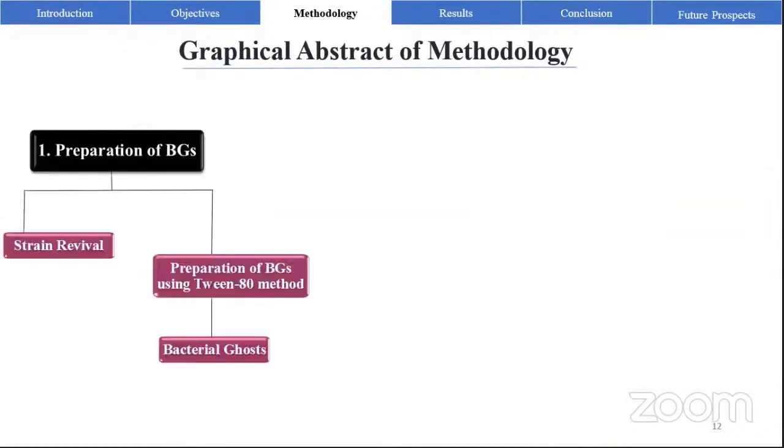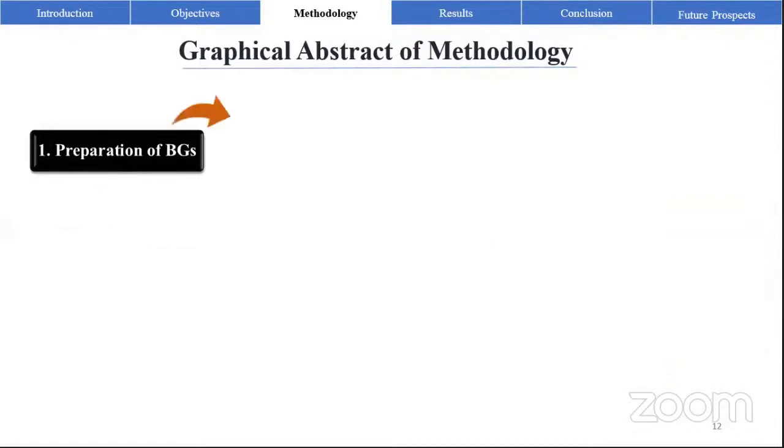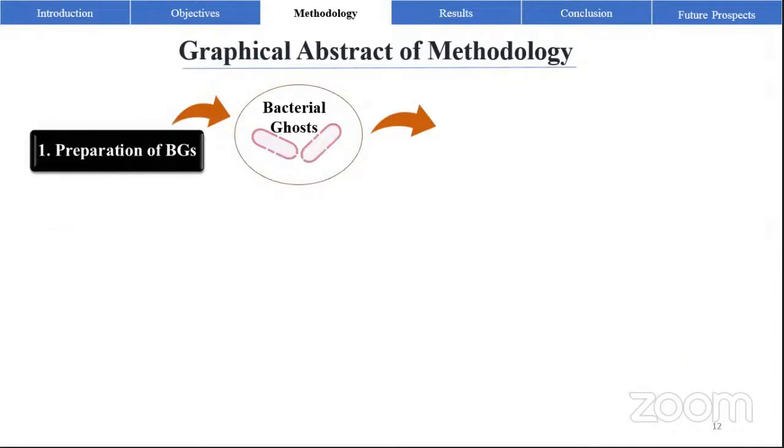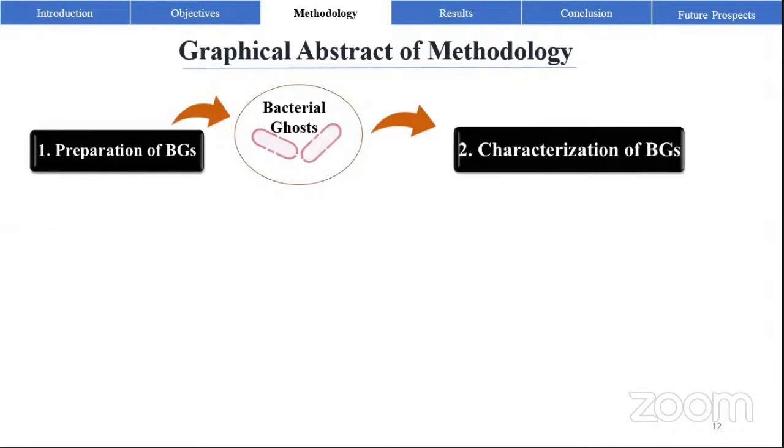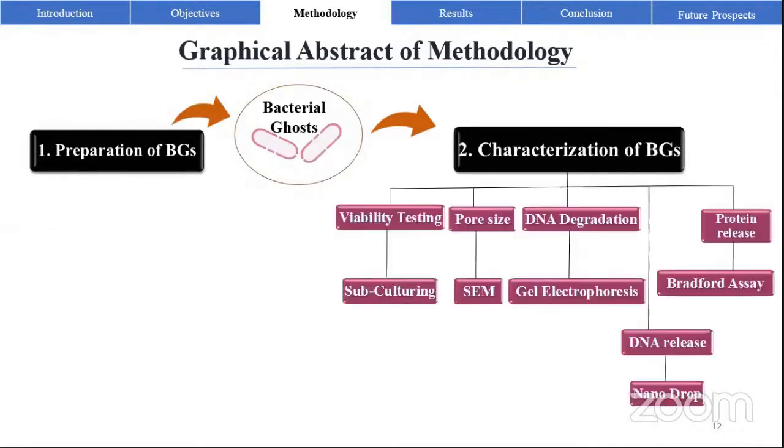The methodology of our study: the first step was preparation of bacterial ghost. For this purpose, the bacterial strain was revived, and then bacterial ghost was prepared using the Tween 80 method. After the successful preparation of bacterial ghost, we moved towards the characterization of bacterial ghost. For this purpose, we performed multiple confirmatory tests, which include viability testing, pore size detection, DNA degradation confirmation, and the quantification of released DNA and protein.